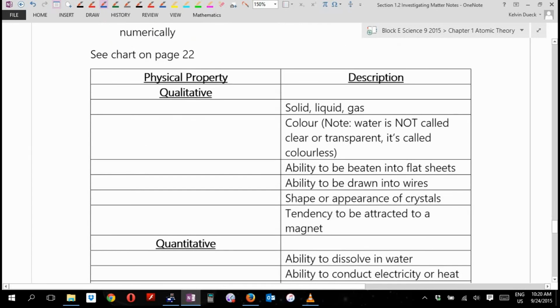See chart on page 22. You know what? You probably want to have page 22. And by the way, as long as one of you has it open at your table and you want to share, that works. Or you can have both of you open. But there's the chart. Let's fill them in together.